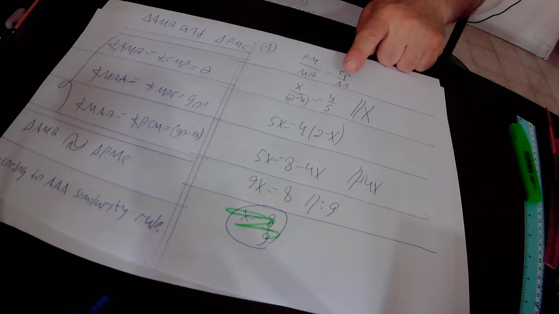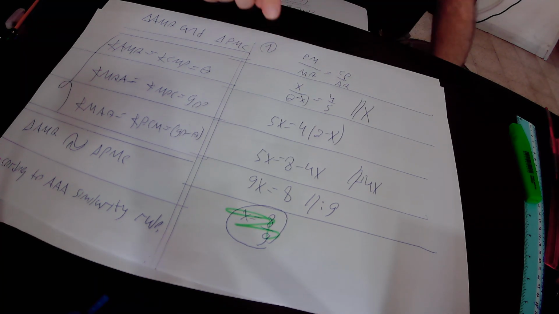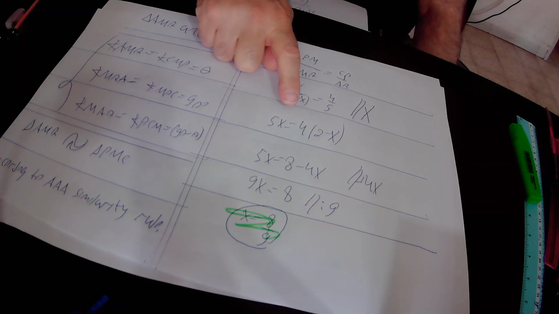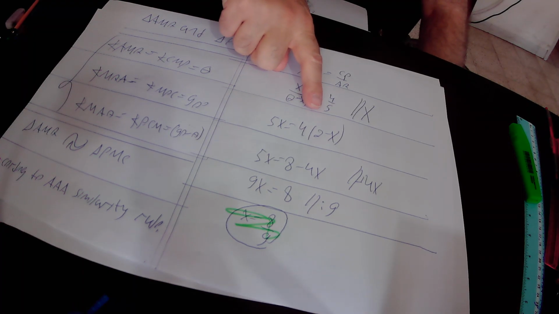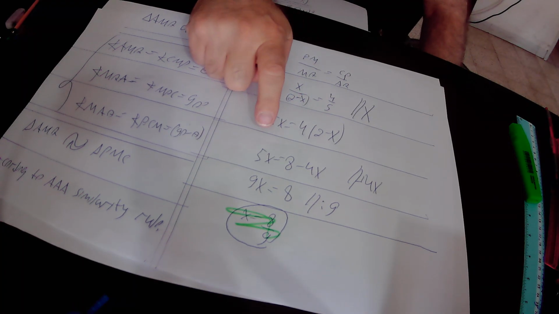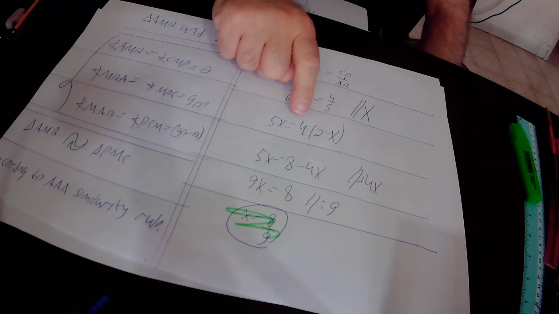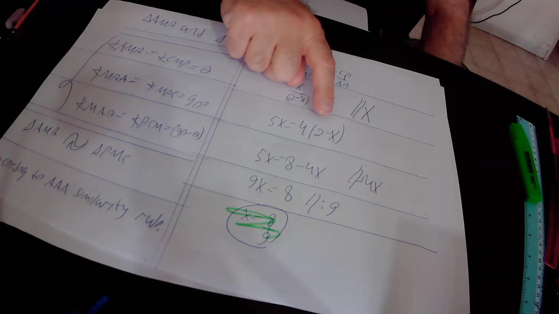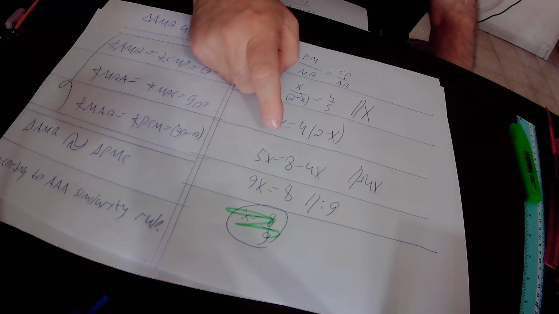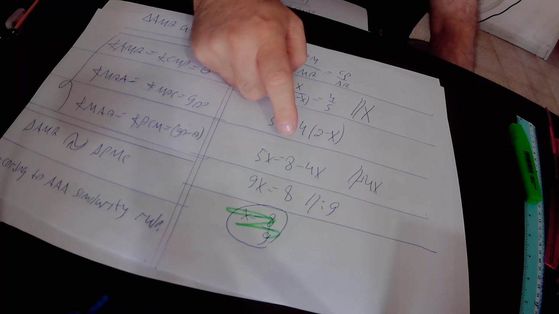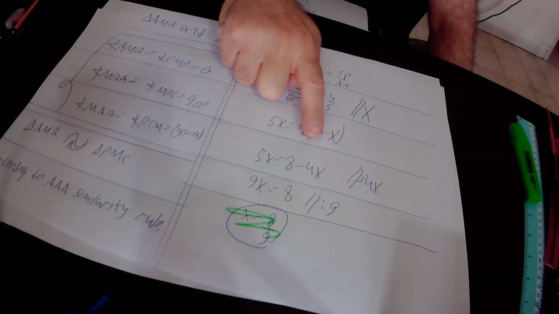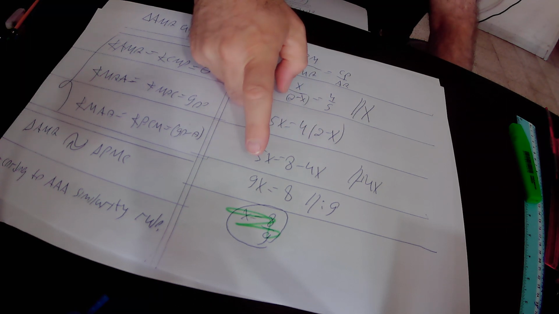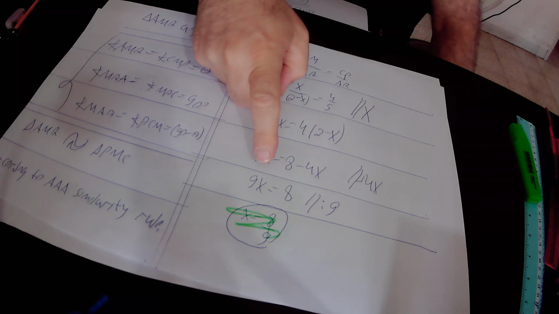Here we cross multiply this equation, and finally find that 5x equals 4 times 2 minus x. Here we open the brackets on this side of the equation, and find that 5x equals 4 times 2 is 8, and 4 times minus x is minus 4x. So in conclusion, 5x equals 8 minus 4x. Here we add 4x to the equation, and find that 5x plus 4x is 9x, so 9x equals 8.